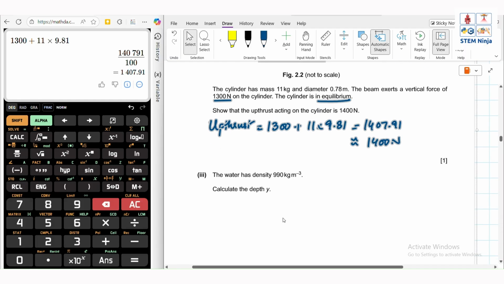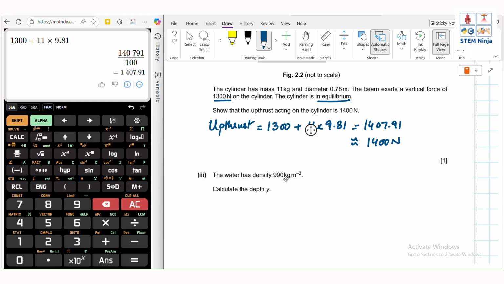Now, the water has density 990 kg per meter cubed. Calculate the depth y. This is related to the upthrust. So upthrust is equal to rho g v. This v, however, is not the volume of the entire cylinder. It just includes the volume that is submerged, or a better term for that is volume displaced.